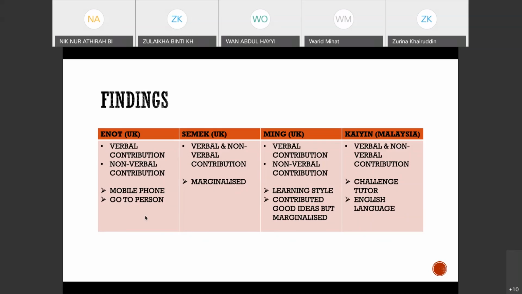However, what's interesting is that Enot, in particular, is the go-to person. What I mean by go-to person is that she's the person her friends go to when they have problems with the content. And she actually graduated with a first class. So my point is, even though she's not verbally contributing, even though she decides to be a little bit distant from the content during seminars, it doesn't mean that she's a bad student. It doesn't mean that she's not a smart student.